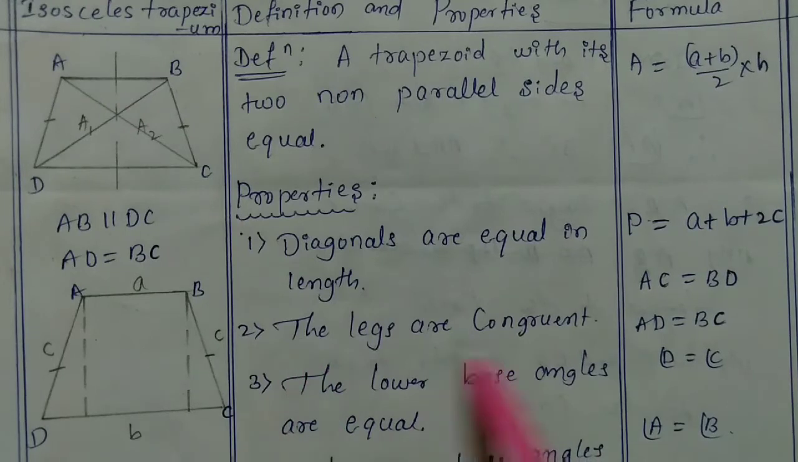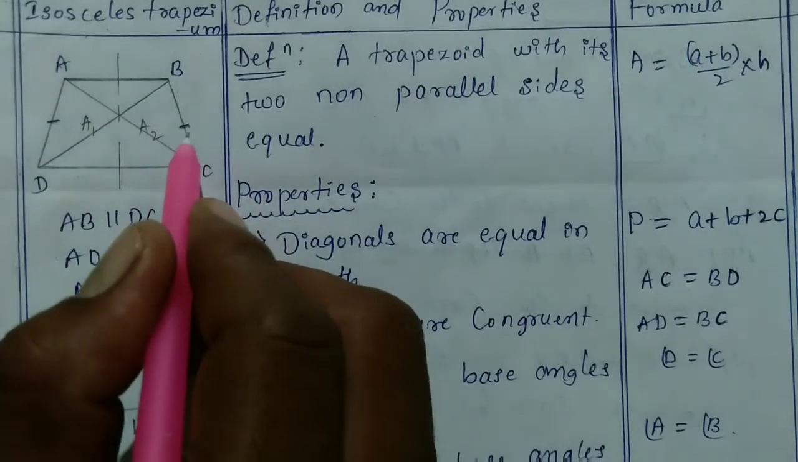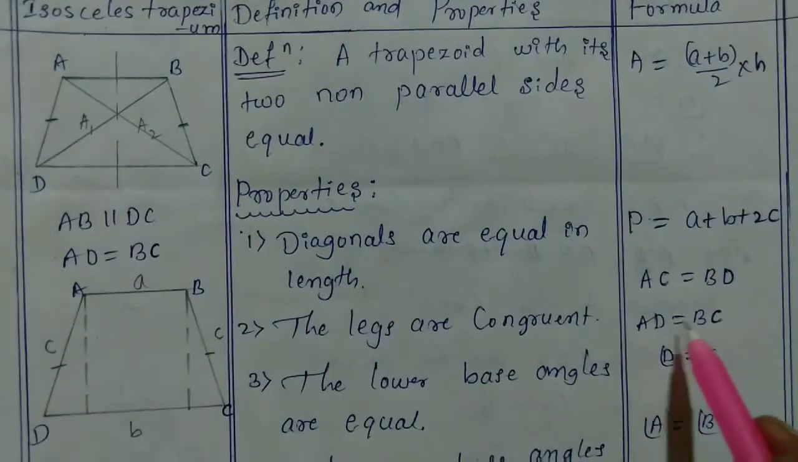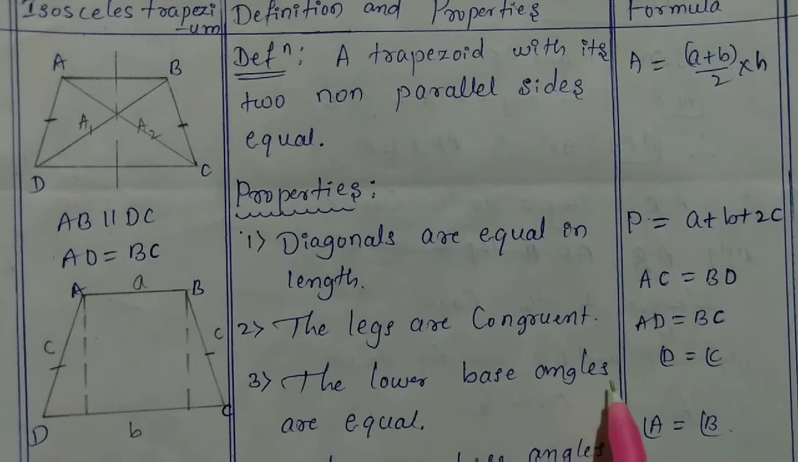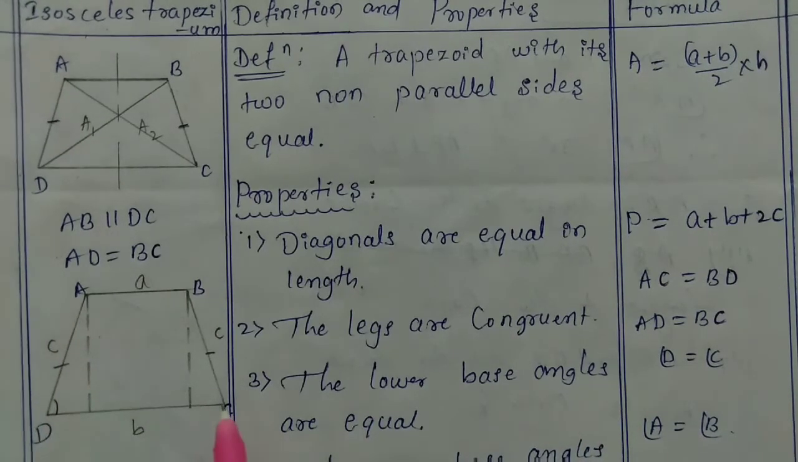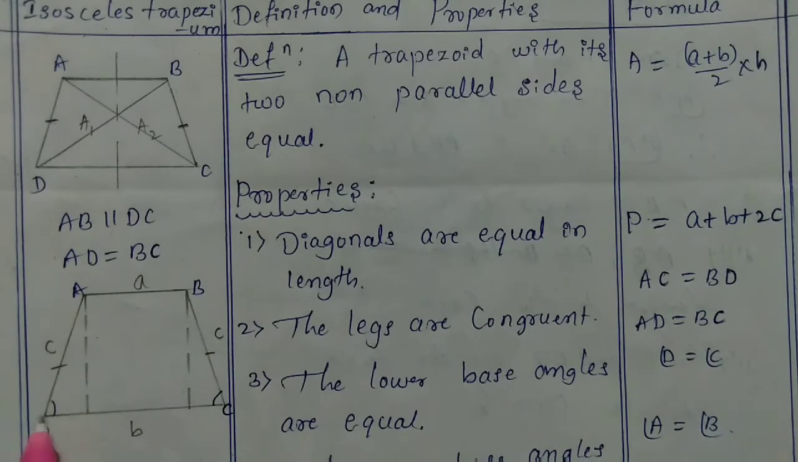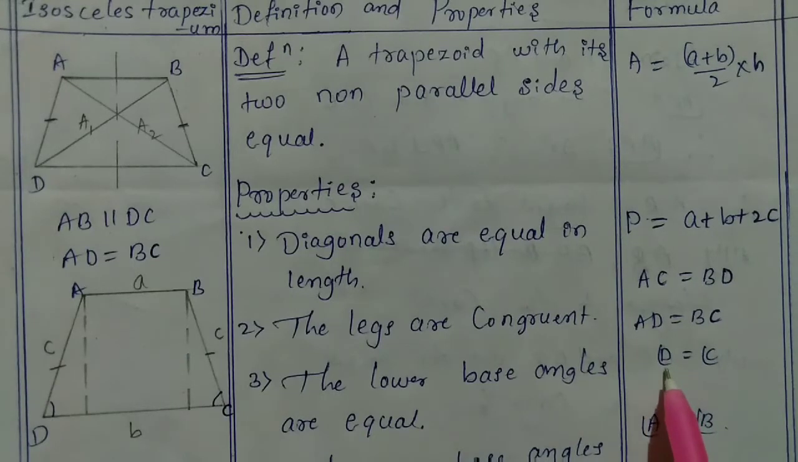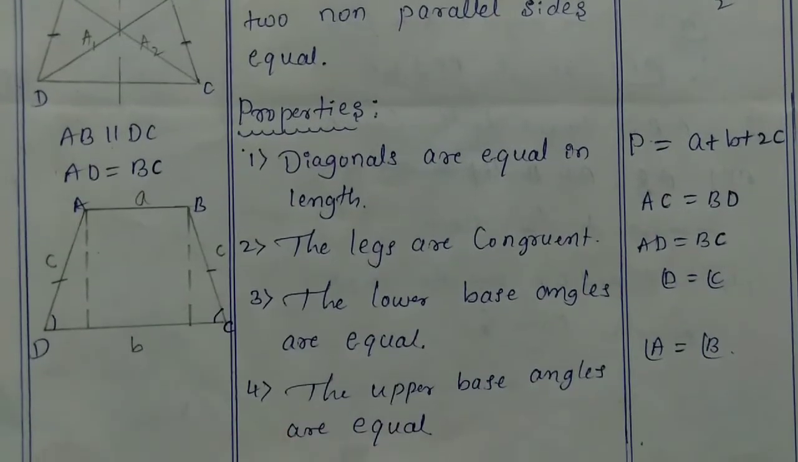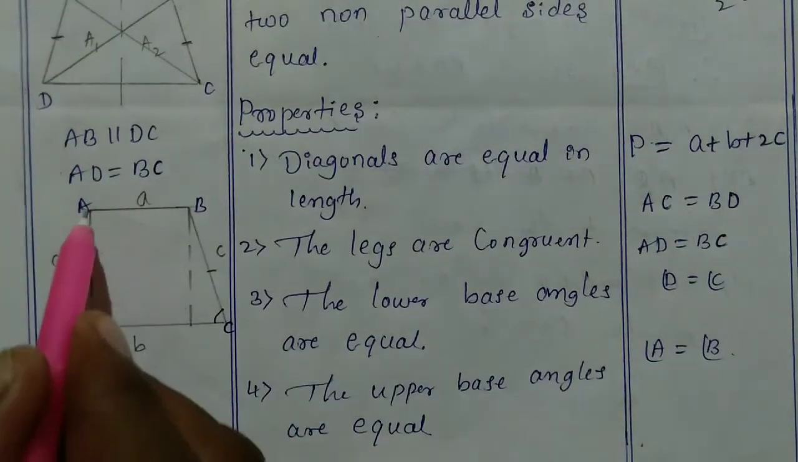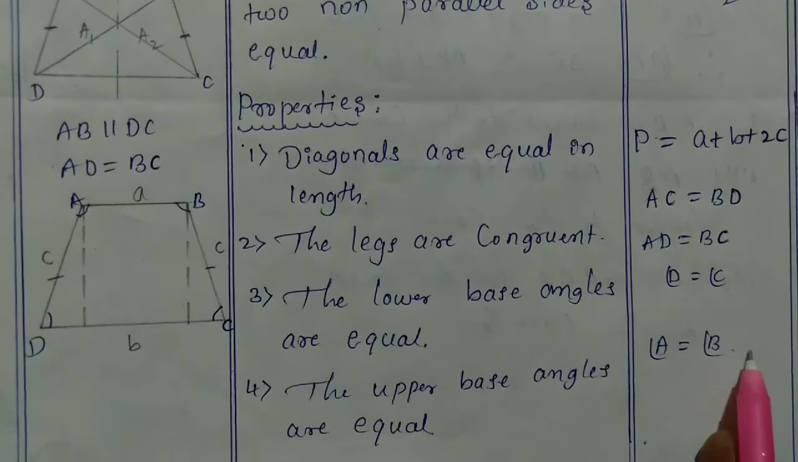Next, the legs are congruent. So here AD and BC, these two are called legs. These two are congruent, which means these two are equal. So I will write here AD is equal to BC. Next, third one, the lower base angles are equal. So here angle D and angle C are called lower base angles and these two are equal. You can write angle D is equal to angle C. Next, the fourth one, the upper base angles are equal. So here angle A and angle B are called upper base angles and these two are also equal.